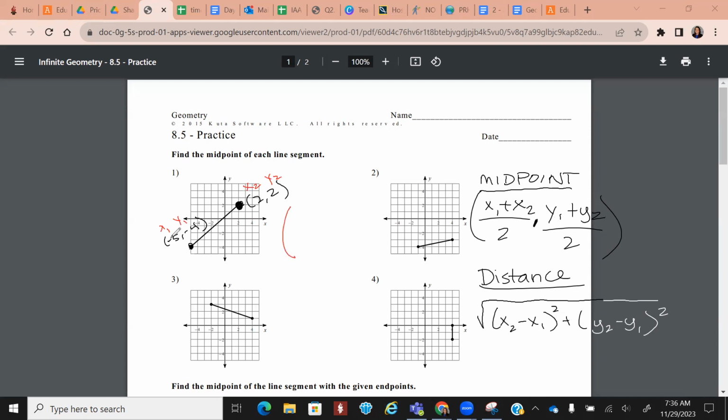So x1 is -5, plus x2 is 2. We're going to divide it by 2. And then y1 is -4, plus y2 is 2, divided by 2. All we're going to do now is simplify. So -5 plus 2 is -3. -3 divided by 2 is -3 halves. Okay, or if you don't like fractions, -1.5. -4 plus 2 is -2. -2 divided by 2 is -1. Let me give you a second to catch up.